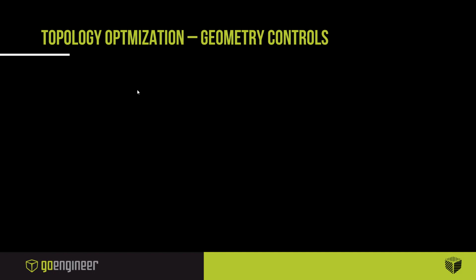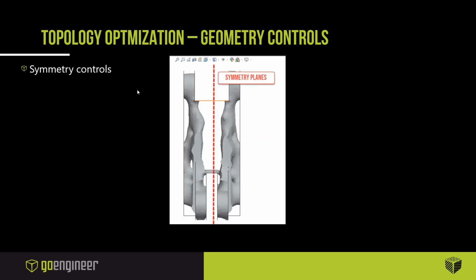Now, on to the geometry controls, something completely unique to topology optimization. We have controls for symmetry. Very often we want to design a very symmetric looking part, and as we remove material from one side, we might want to make sure that a similar amount of material is removed from the other side as well.